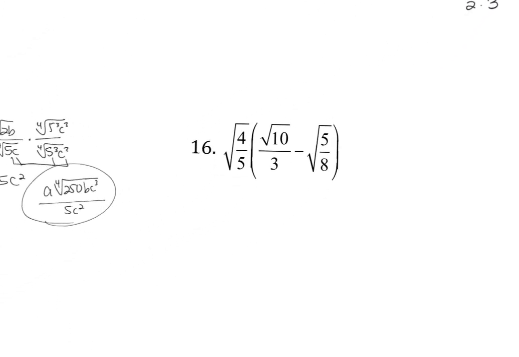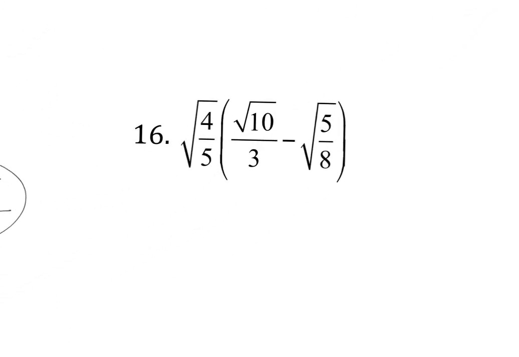Number 16 is just square roots. So you may have done one similar to this back in November when you were doing square roots the first time. My suggestion, although this can be done in multiple different ways, is to break down each of those bigger radicals. So I'm going to simplify the first radical to be 2 over root 5.